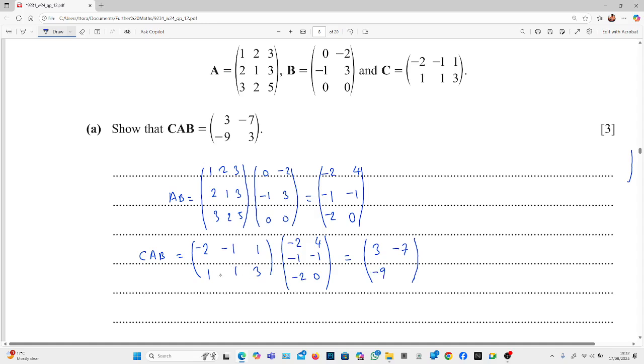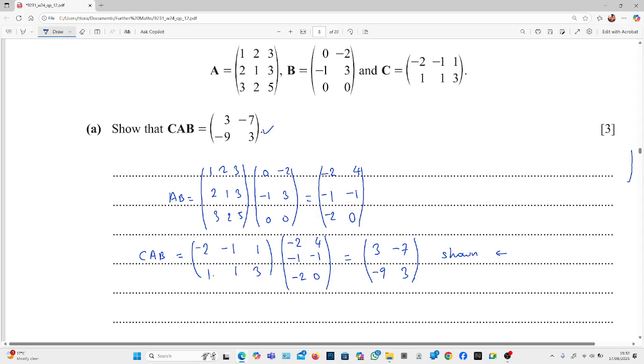And also we've got now 1 times 4 is 4, 1 times -1 is -1, 4 plus -1 is 3, 3 times 0 is 0, 0 plus 3 is 3. As can be seen, this has been shown because this is exactly the same as this matrix over here.